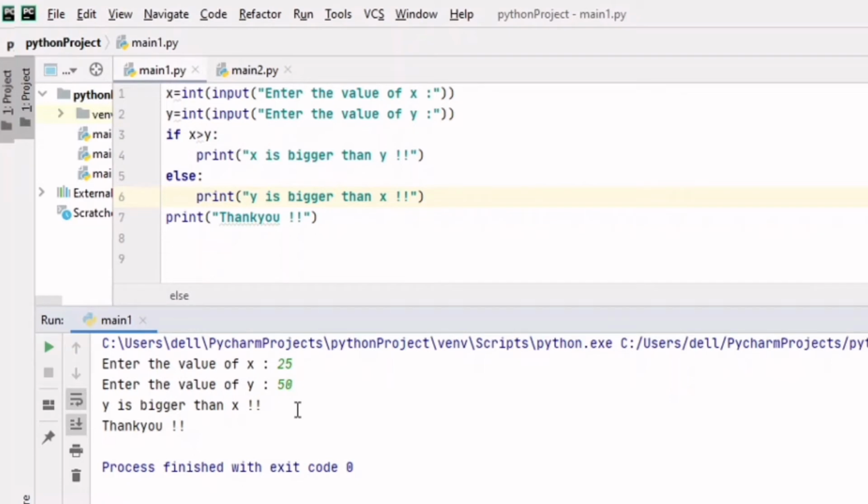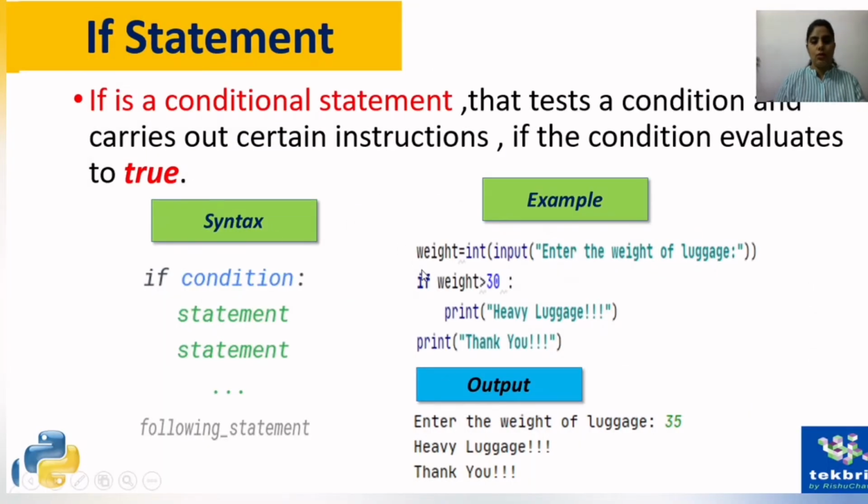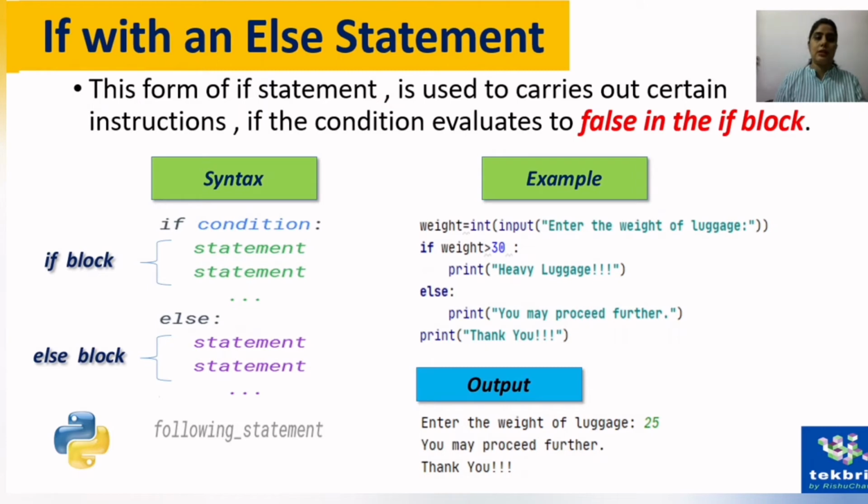So we have seen two statements. We have seen if and we have seen if with else also. So this form of if statement is used to carry out certain instructions if the condition evaluates to false in the if block. That is what we have seen right now, right? So this is the syntax if condition, and this is the syntax else condition, and this is the if block, and next one is the else block, right?